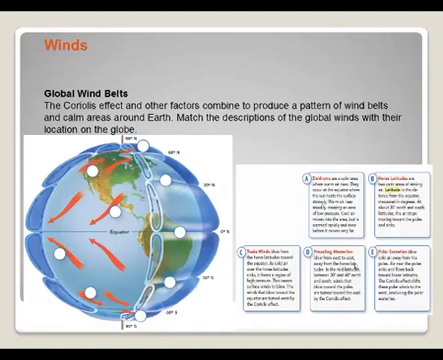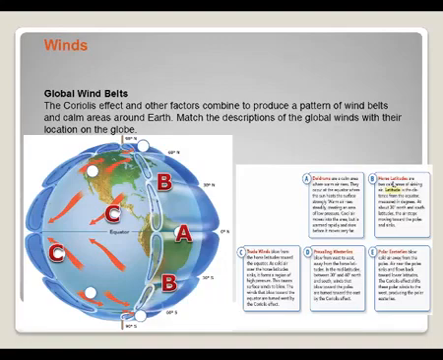So a little bit of review real quickly here. The Coriolis effect and other factors combine to produce a pattern of wind belts and calm areas around Earth. Match the descriptions of the global winds with their location on our planet. So the doldrums. Letter A. We would find the doldrums at the equator. The horse latitudes. Remember, this is the area where sailors kicked horses off the boat because their vessels did not move very fast. They are found at 30 degrees north and 30 degrees south.